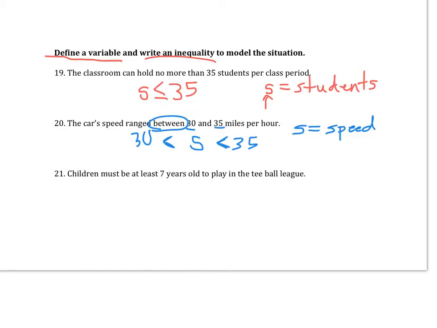21. Children must be at least 7 years old to play in the T-ball league. Okay, so we're talking about kids and how old they are. I'm just going to say A is age. If you used X or S or whatever, that's fine. But you do need to tell me you're talking about age or years. So the age has to be at least 7. So the age is okay if it's bigger than 7 and also equal to 7. So A is greater than or equal to 7.